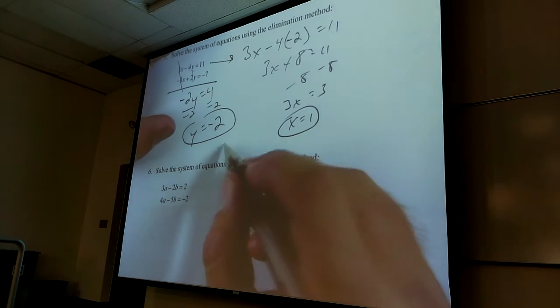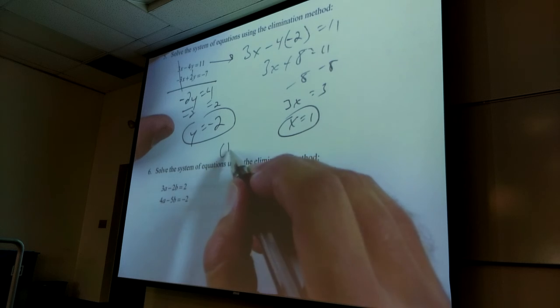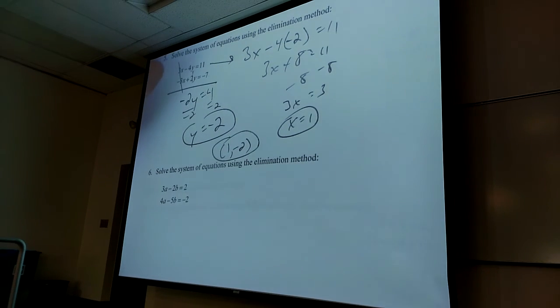And if you want to, you can write that as 1, negative 2.